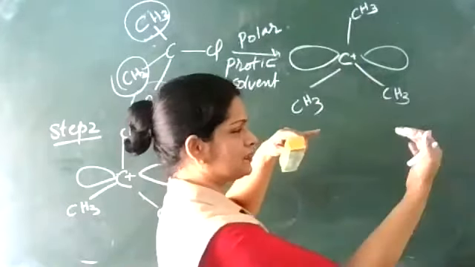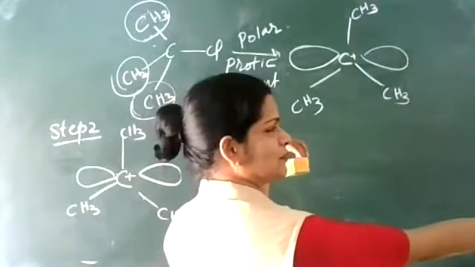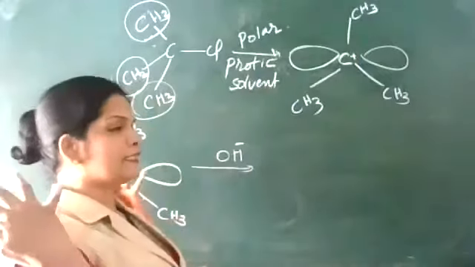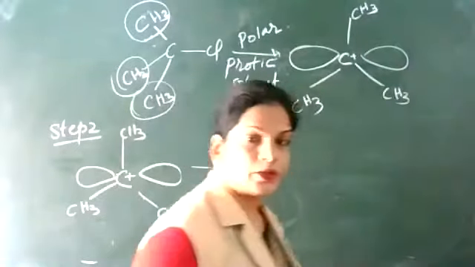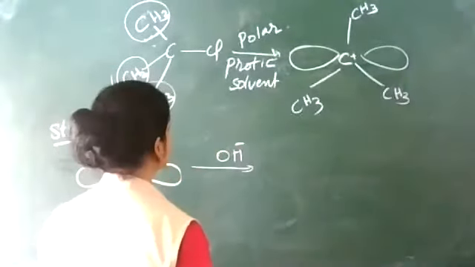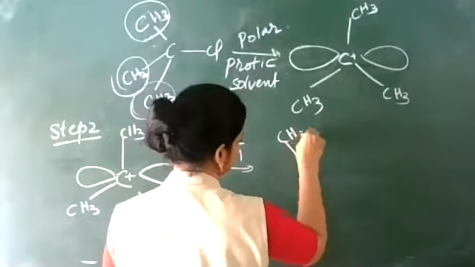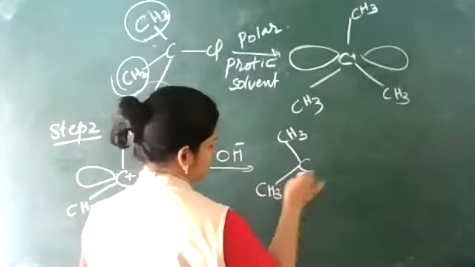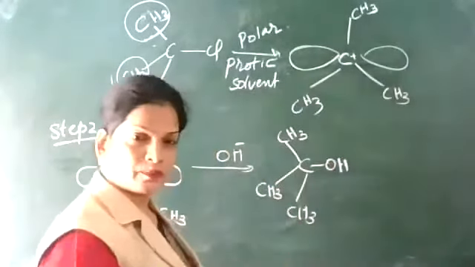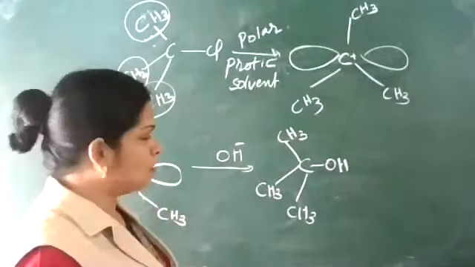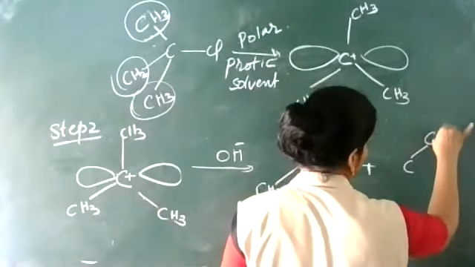OH can attack from the front side or OH can attack from the back side. If OH attacks from the front side, all CH3 groups will be turning to this side. If OH attacks from this side, all CH3 groups will be going to the other side. So you are getting two configurations. Half of the molecules, probability 50-50, will be taking this and the other half will be taking the other, with equal probability.